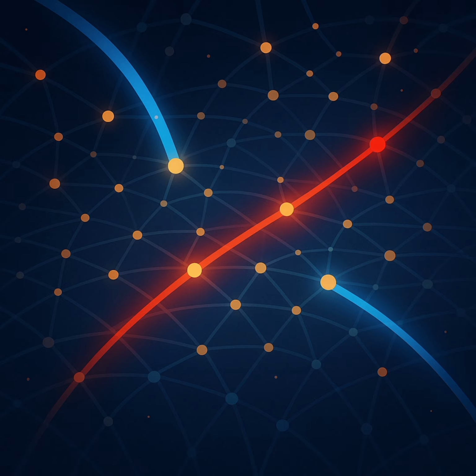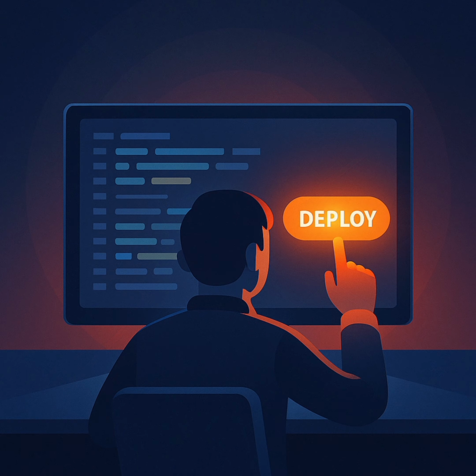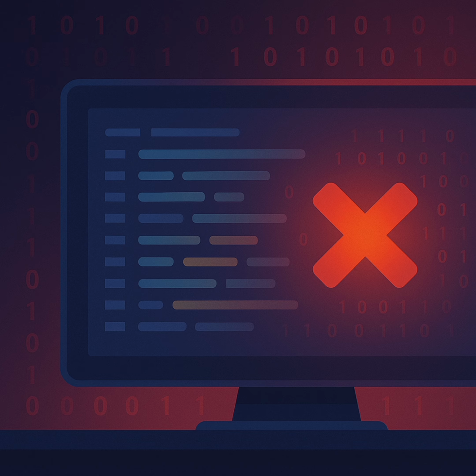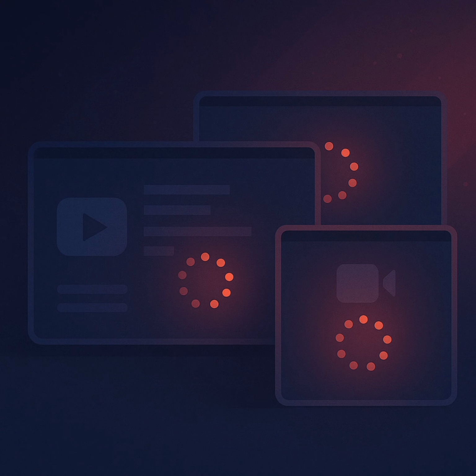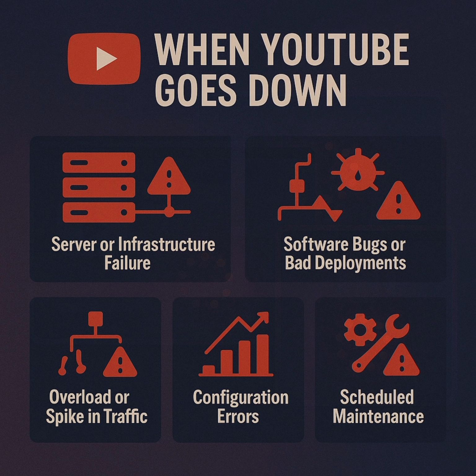Next is overload, or a sudden spike in traffic. Whenever major global events happen, breaking news, massive live streams, or viral videos, millions of people might hit YouTube at the same time. If the traffic exceeds what local servers can handle, playback can slow down or stop completely until systems rebalance. It's rare, but during massive global moments, even YouTube can struggle under the load.